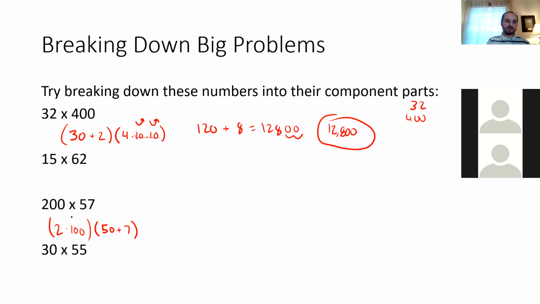Now again, this 100 just tells us to move the decimal 2 places to the right, so we're going to ignore it for a little bit. What's 2 times 50? 100. And what's 2 times 7? 14. So we get 114. We move our decimal 2 places to the right, and now we have 11,400. And ta-da, we found our answer.